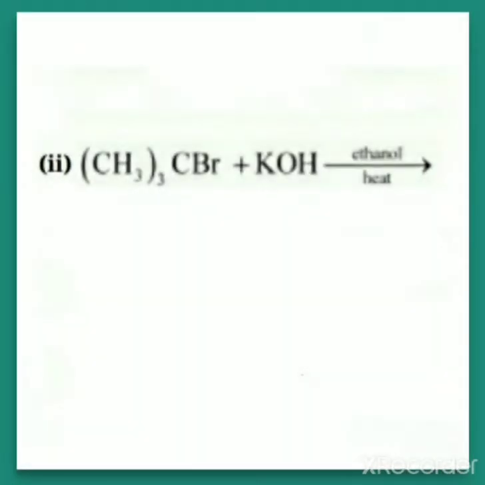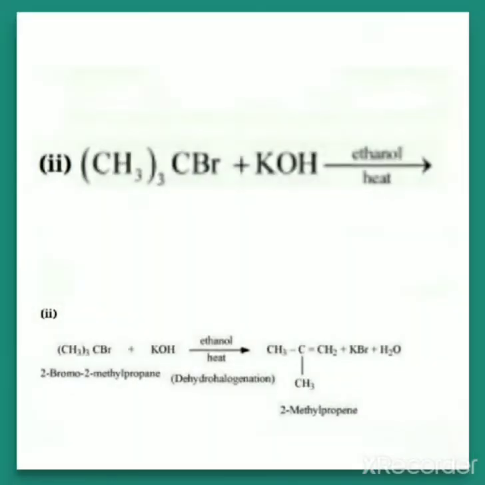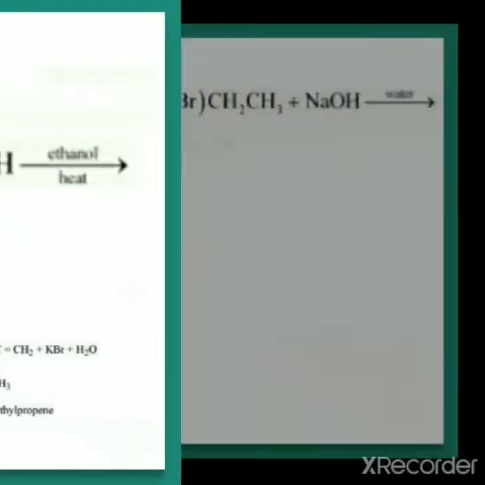Let us discuss second problem. Here the equation is given. Incomplete equation is given. First of all, identify the type of reactant here. This is actually a haloalkane. And when you check the structure, it is a 3-degree haloalkane plus KOH in the presence of ethanol. Since this reaction we have not discussed yet, we'll be discussing later on. Second problem, answer is here, that we'll be discussing later on.